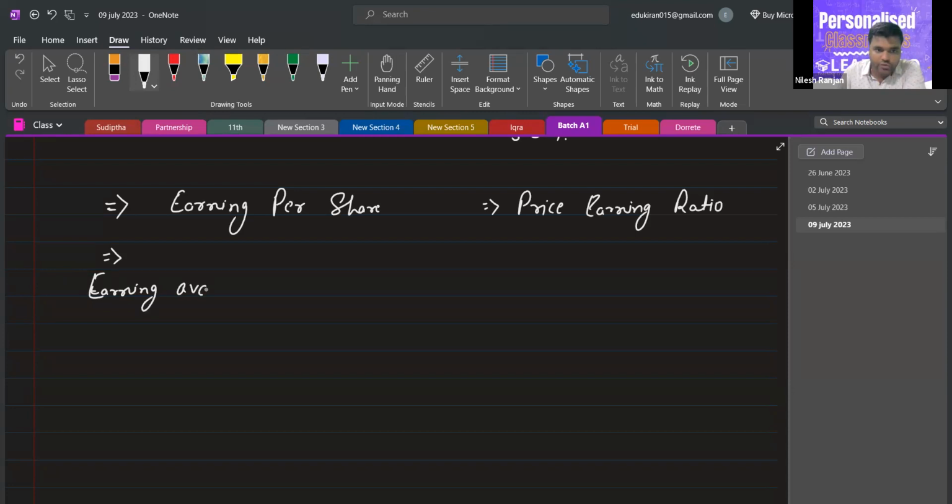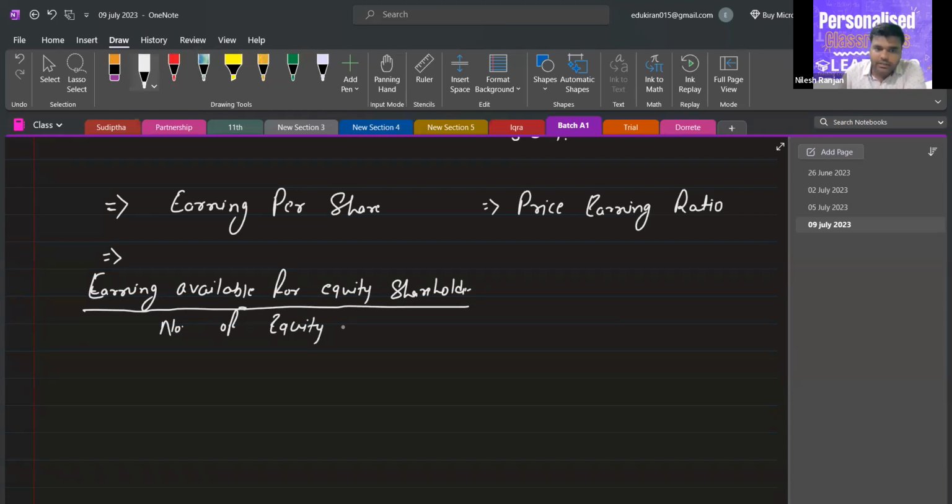The earning per share formula we use is earning available for equity shareholders divided by number of equity shares. It is like, in a family, let's say, father is giving 50 rupees to five children. So they will distribute it 10 rupees each. 50 rupees divided by 5, 10 rupees each. The same concept goes here, that how much earning is available for equity shareholders. We take only earning which is available for equity shareholders, not anything else.